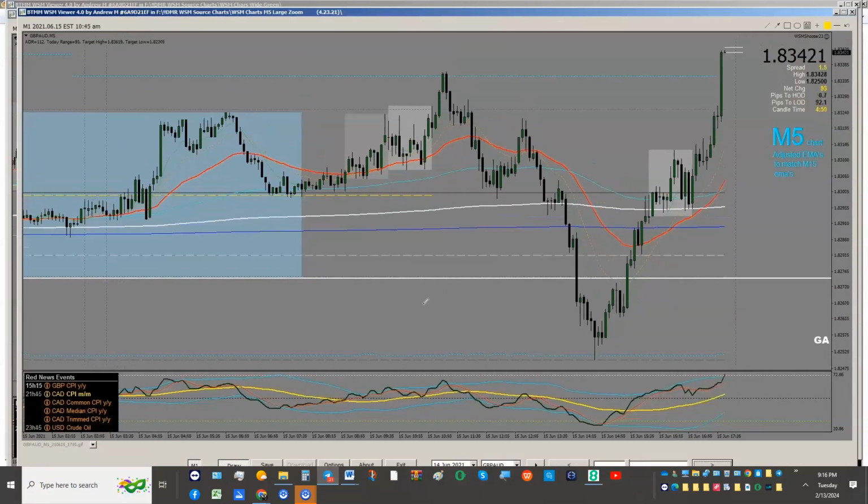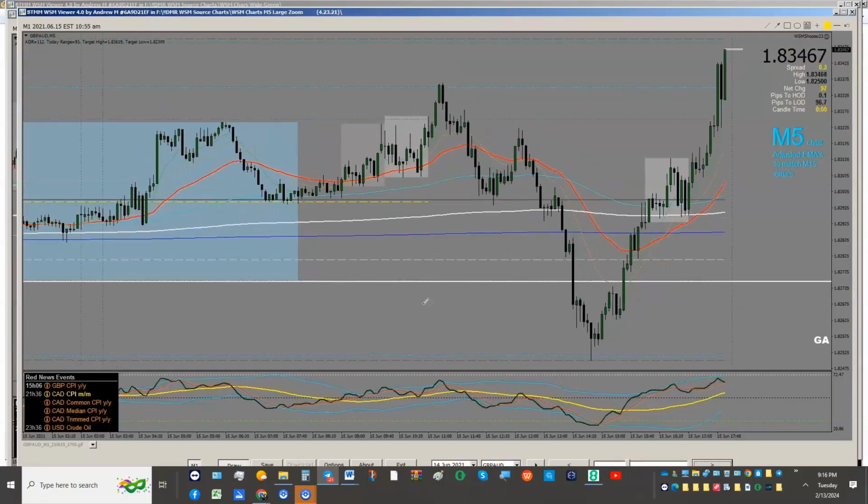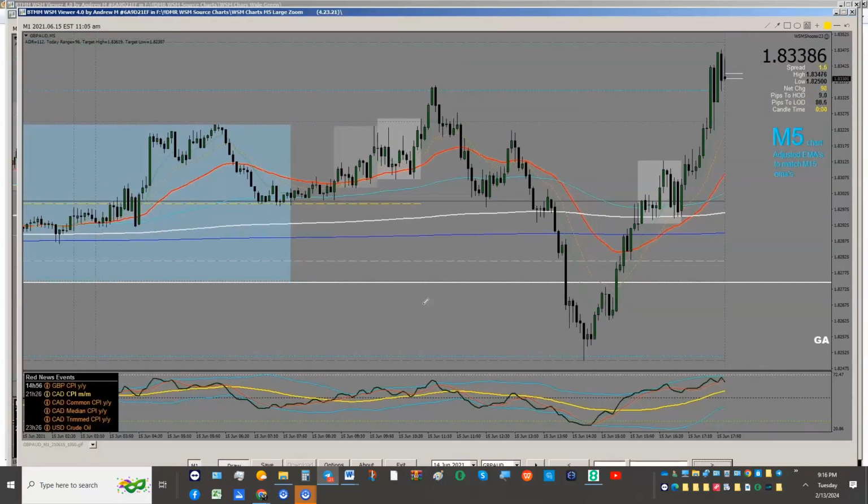But we're just trucking right through that area on this setup. Again, they are rare, but they're super powerful when you get a strong false move that's against a D1 trend condition. Very powerful combination right there. And now we're looking for reasons to get out of this trade.